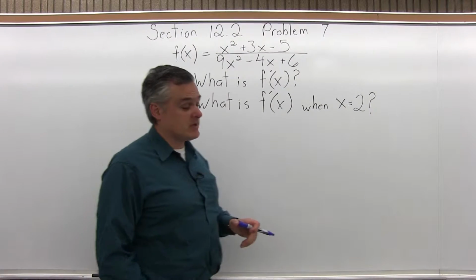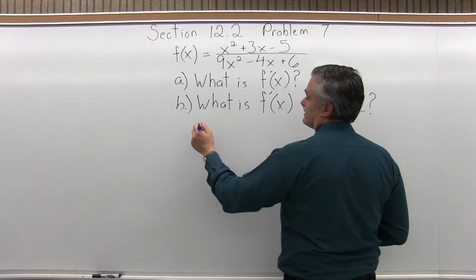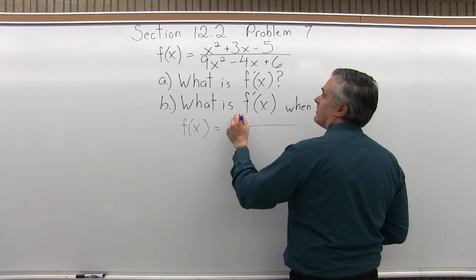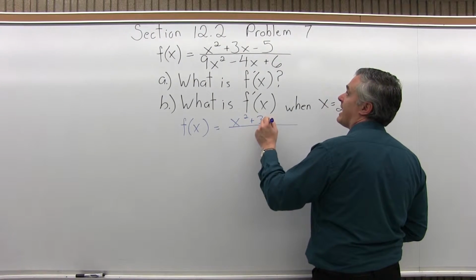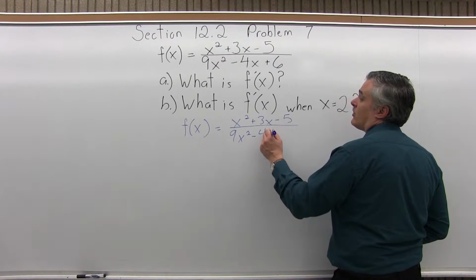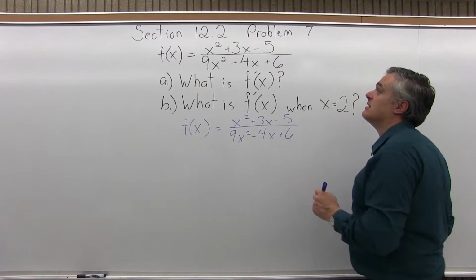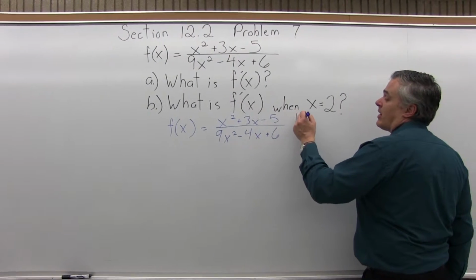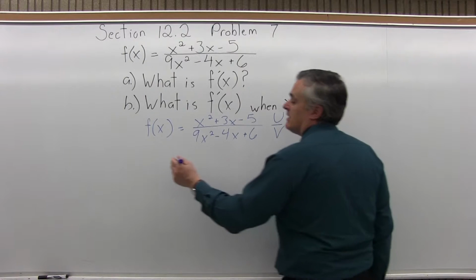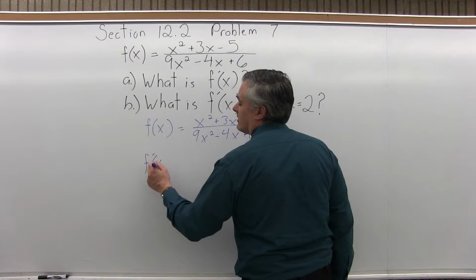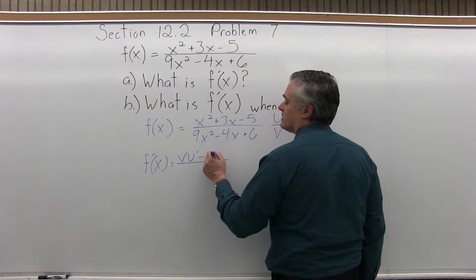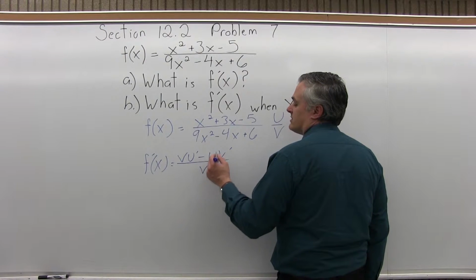So for part A, to take the derivative, the function we're taking the derivative of is a quotient. It has a numerator and a denominator, so we're going to use the quotient rule. So we have x squared plus 3x minus 5 over 9x squared minus 4x plus 6. The top part of the function is the u, and the bottom part of the function is the v, and we take the derivative by using the quotient rule, which is f prime of x equals vu prime minus uv prime over v squared.